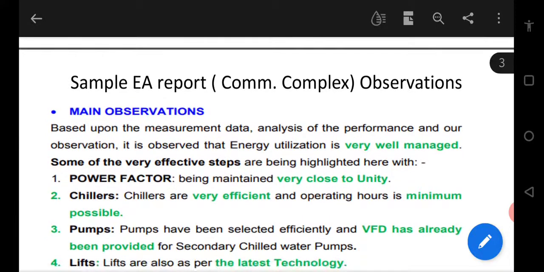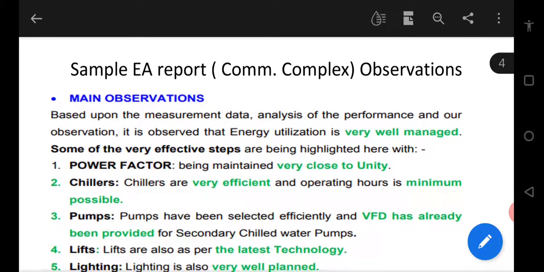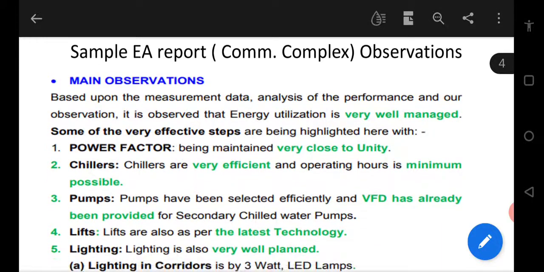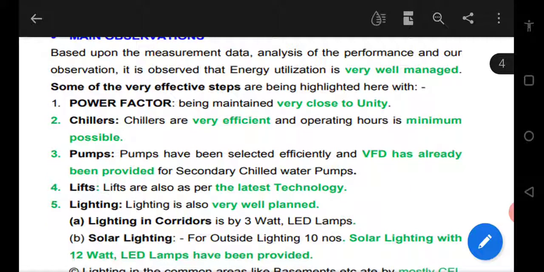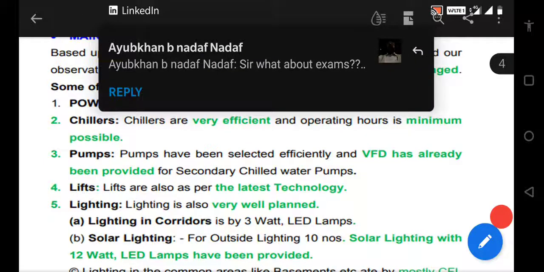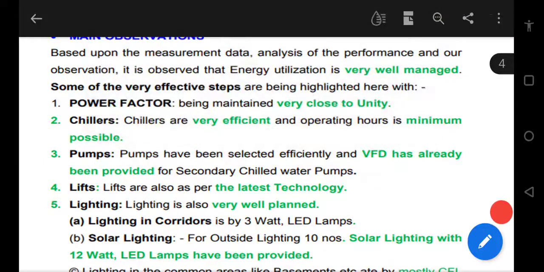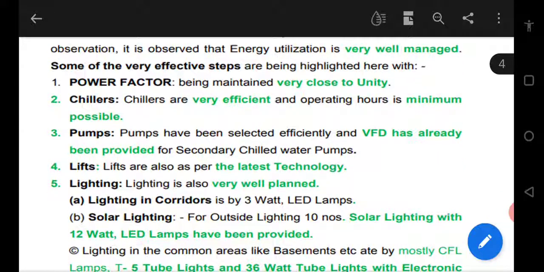See, one report I just wanted to show you. This is from a commercial complex in Faridabad, very recently done. So this is an audit observation they have made. They see the parameters they consider. First was power factor. They found that power factor was nearly unity, so that is good. Second was the operation of chillers, because they had a central air conditioned building, so that the chillers are very efficient and the working hours are minimum. This is what they found.